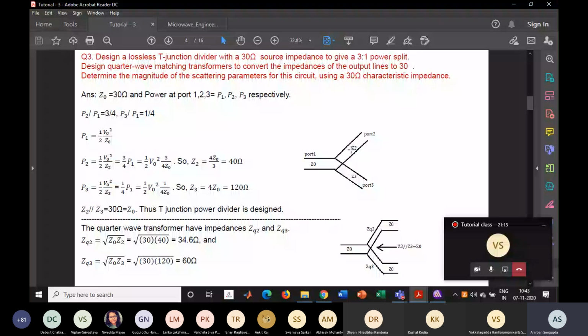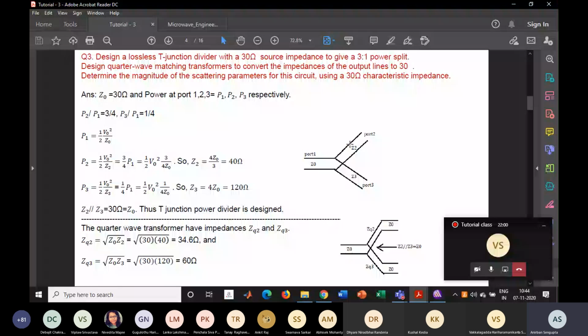Now, the second part: design quarter wave matching transformers to convert these impedances of the output lines to 30 ohm. For the quarter wave impedance section, if I use ZQ2 as the characteristic impedance of the second port, and ZQ3 as that of the third port, then from the equation of quarter wave, we can find ZQ2 equals under root Z0 Z2. The Z2 is found from these equations, and you can put it there. It will come out as 34.6 ohm.